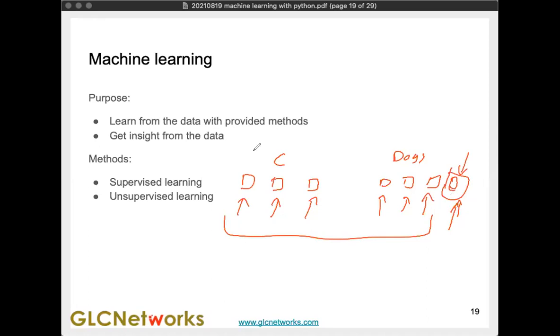Okay, as for unsupervised learning, it means that all the data is there, and there is no label. You don't tell them. And then the computer can find a pattern from that data.